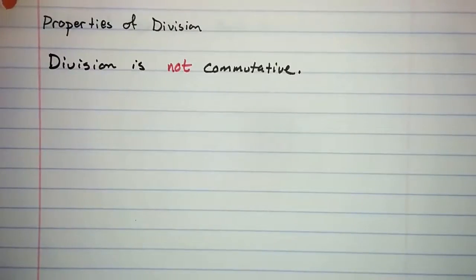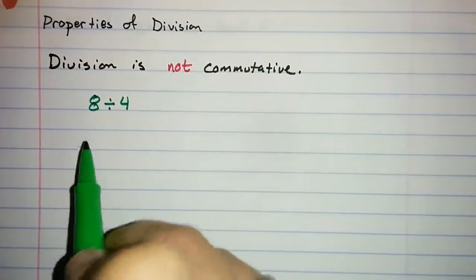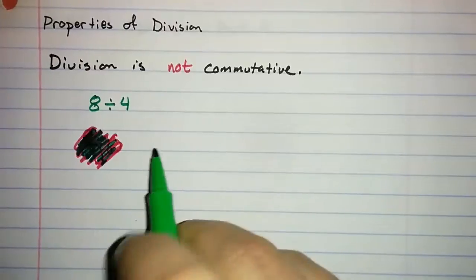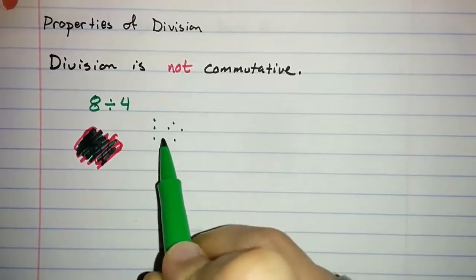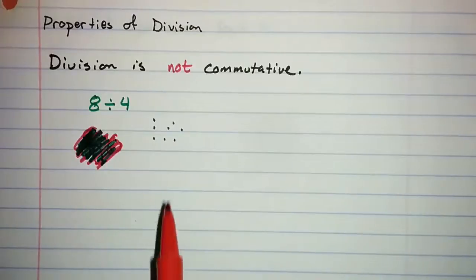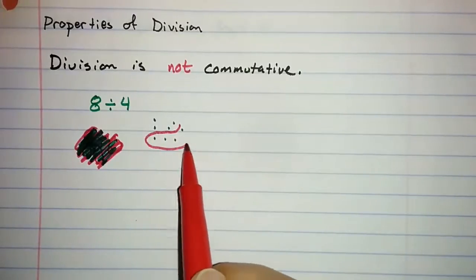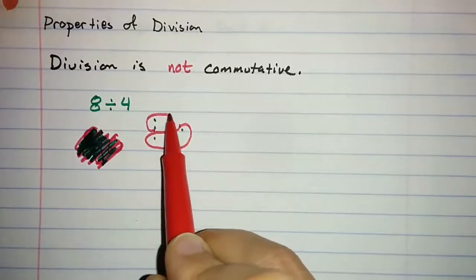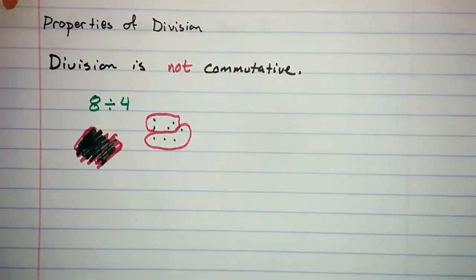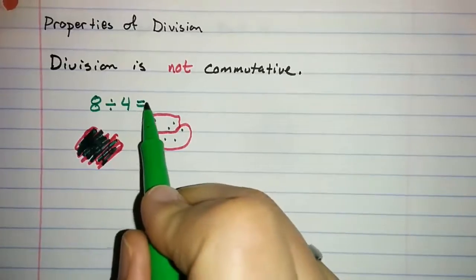So like all the other operations, division has some nice properties and some not so nice properties. The first thing we need to remember about division is it's not commutative, right? I can take, for example, 8 divided by 4. That's, if I have 8 things, I can take away 4 of them, and then another 4 of them to get 2 groups.